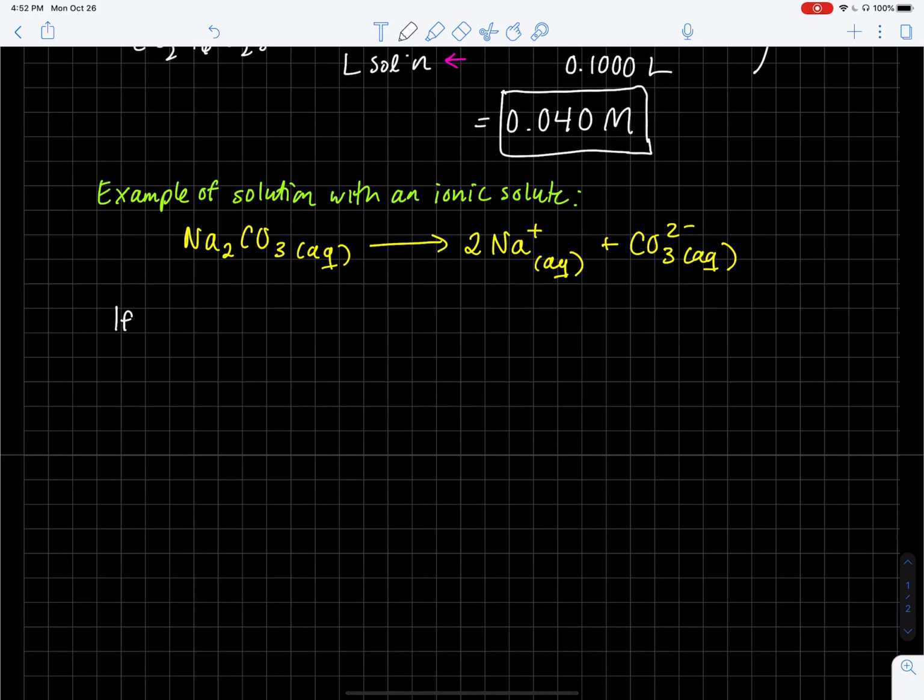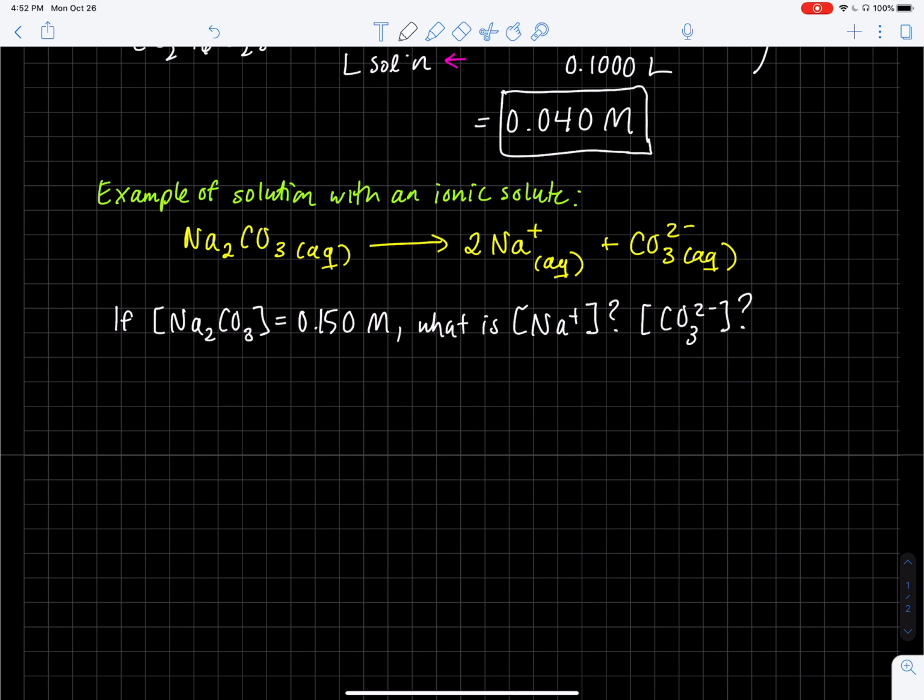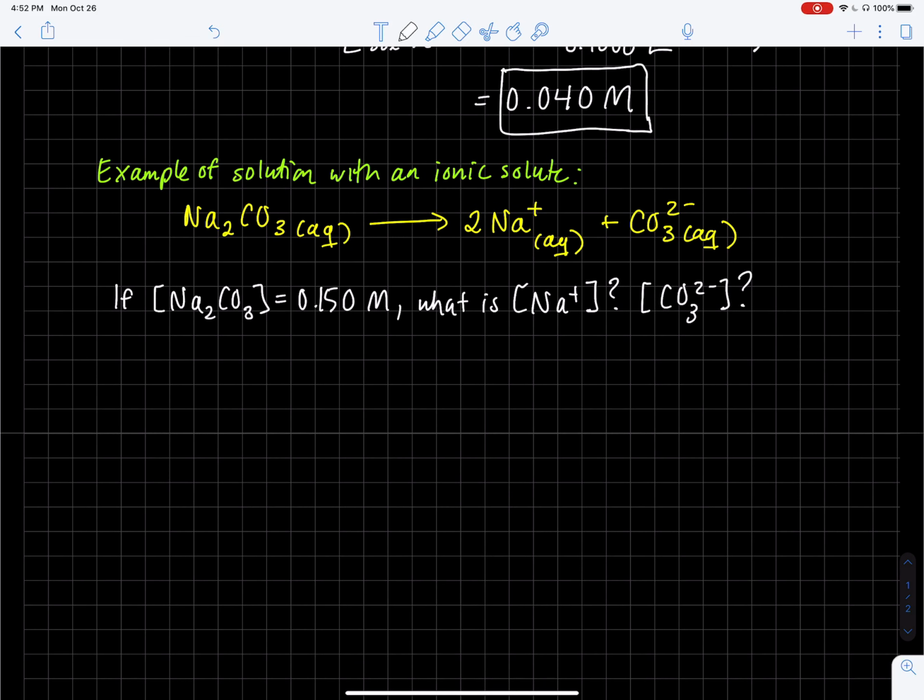So for example, if I have a solution where the concentration of sodium carbonate is equal to 0.150 molar, I might be interested actually in the concentration of a particular ion. So for instance, what is the concentration of sodium plus? Or maybe I want to know the concentration of carbonate. So here's how you do this. If I want to know the concentration of sodium plus, again, I want to remind myself that I want the moles of Na plus divided by liters of solution.